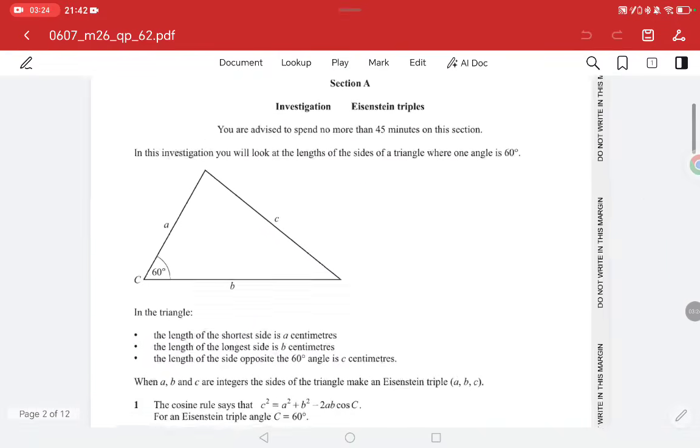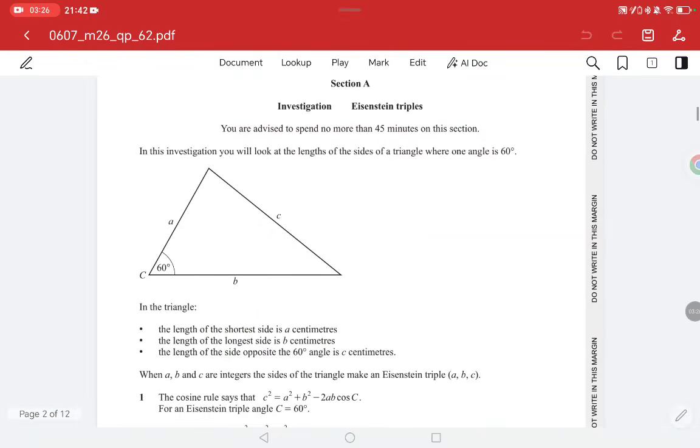Section one is about investigation, and the topic in this paper is Eisenstein triples. Mostly it's something new for you, but they explain what it is, and you should follow the pattern in this question. So you are not expected to know what this is. They will explain the topic, and you just have to follow the instructions step by step, okay?